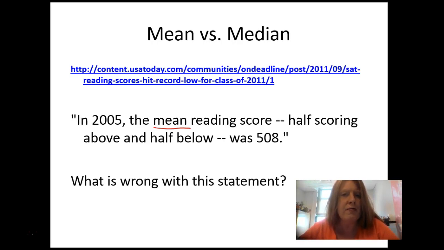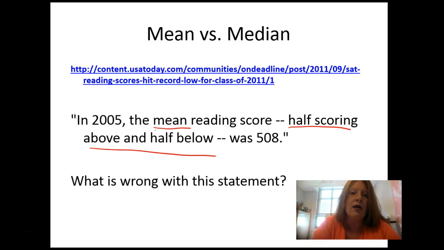Hopefully you're thinking, well, the mean doesn't tell us the point in the center where half is above and half is below. The mean is the average of everything. So really, when they say half above and half below, they're referring to the median there.